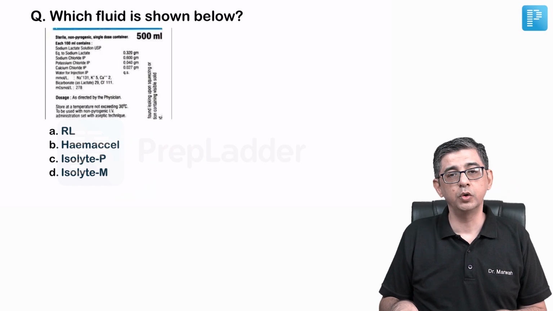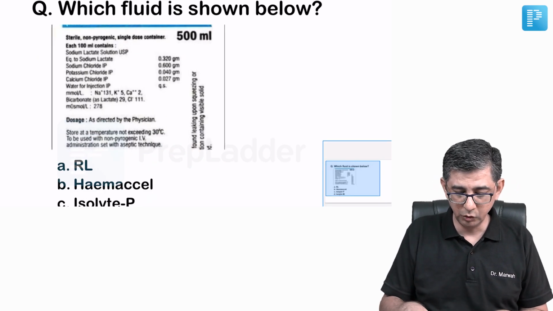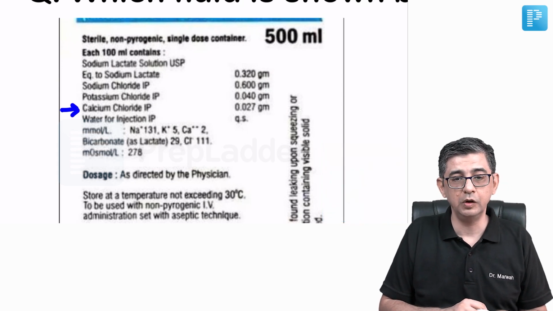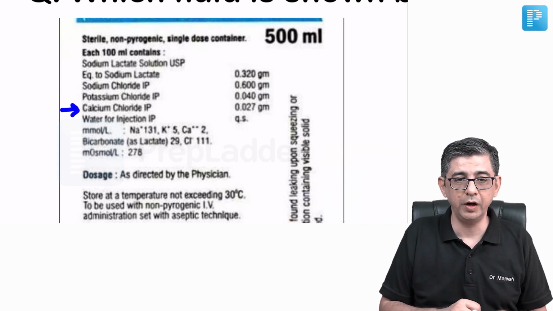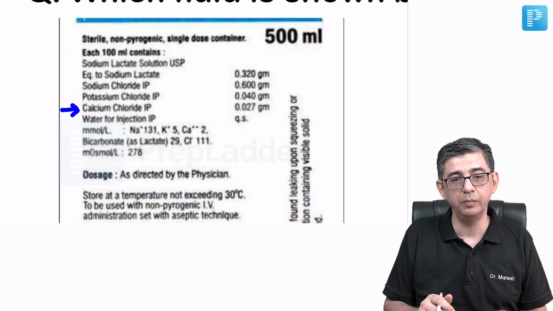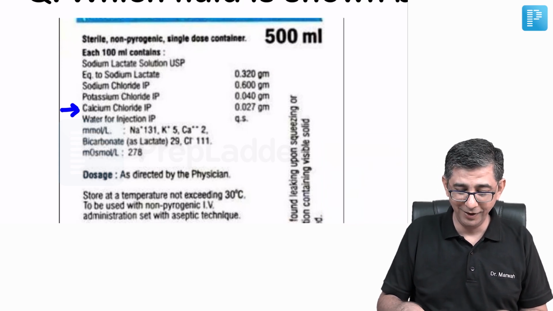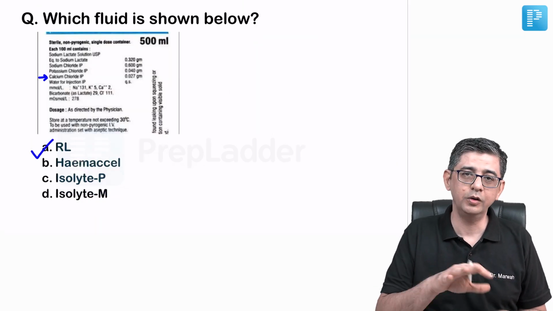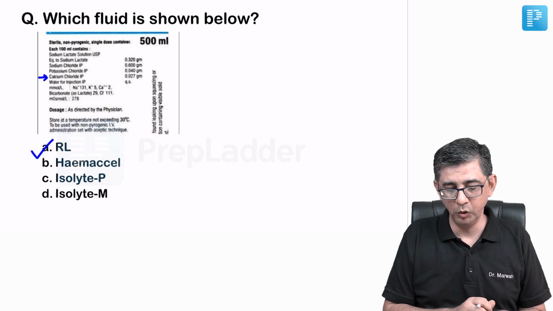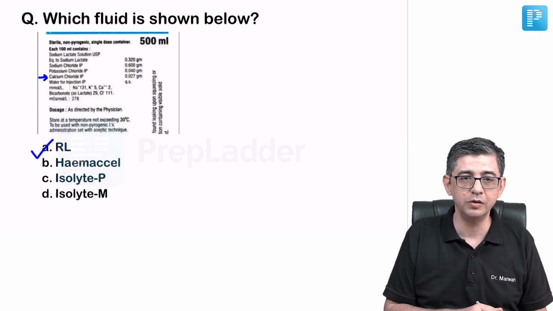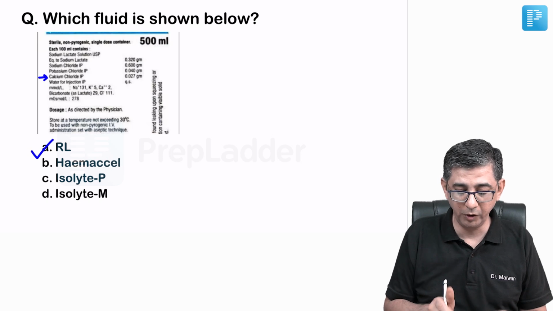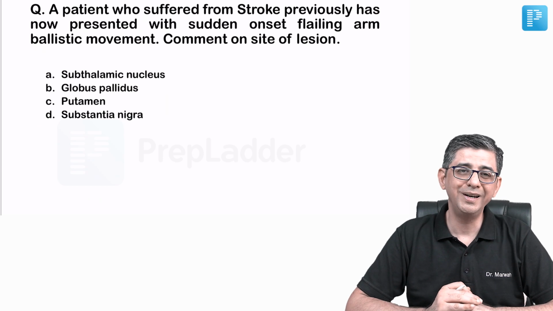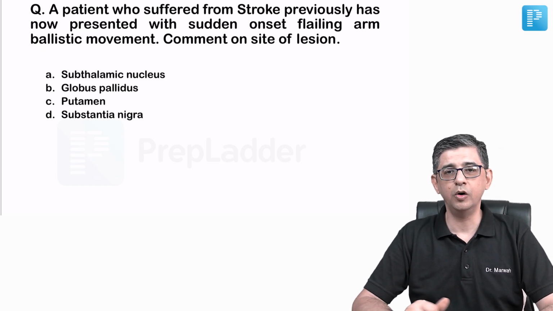Then was which fluid is shown below. So I think I'll just zoom it in. It talked about calcium also. And then even the values would have been given of sodium, potassium, calcium. So you would have been able to pick it up. And if it is saying lactate, then the answer is pretty straightforward. Though ideally everything on the sticker of every IV fluid should be known to you, considering the presence of calcium in this particular sticker of the bottle, you should be able to come down to the final diagnosis.